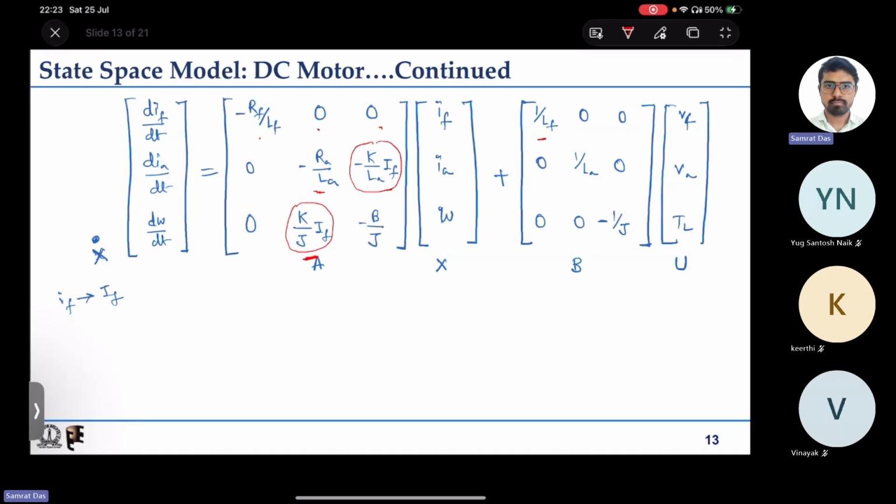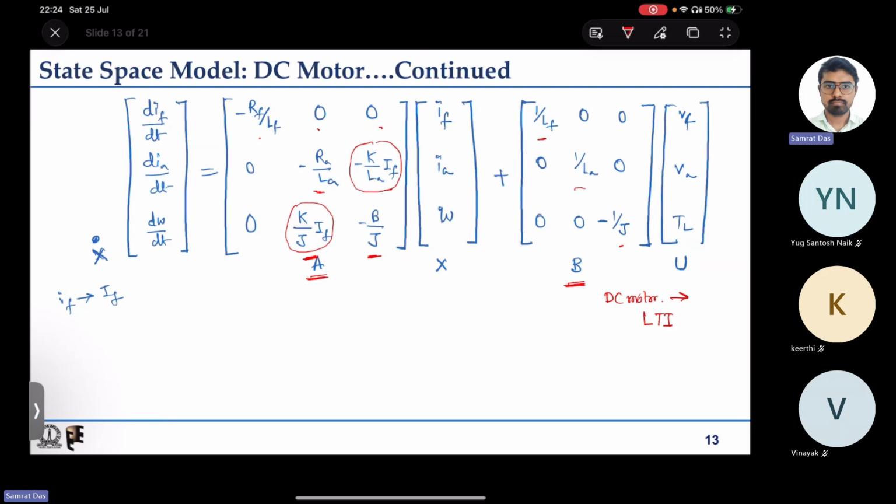This is also a constant, K by J into IF. B by J is also a constant number, 1 by J is a constant, 1 by LA is a constant number. So all the elements of the A matrix are basically constant quantities, and all the elements of the B matrix are also constant quantities. So in this DC motor model, if we assume that the field circuit has already reached steady state, then it becomes a linear time invariant system.